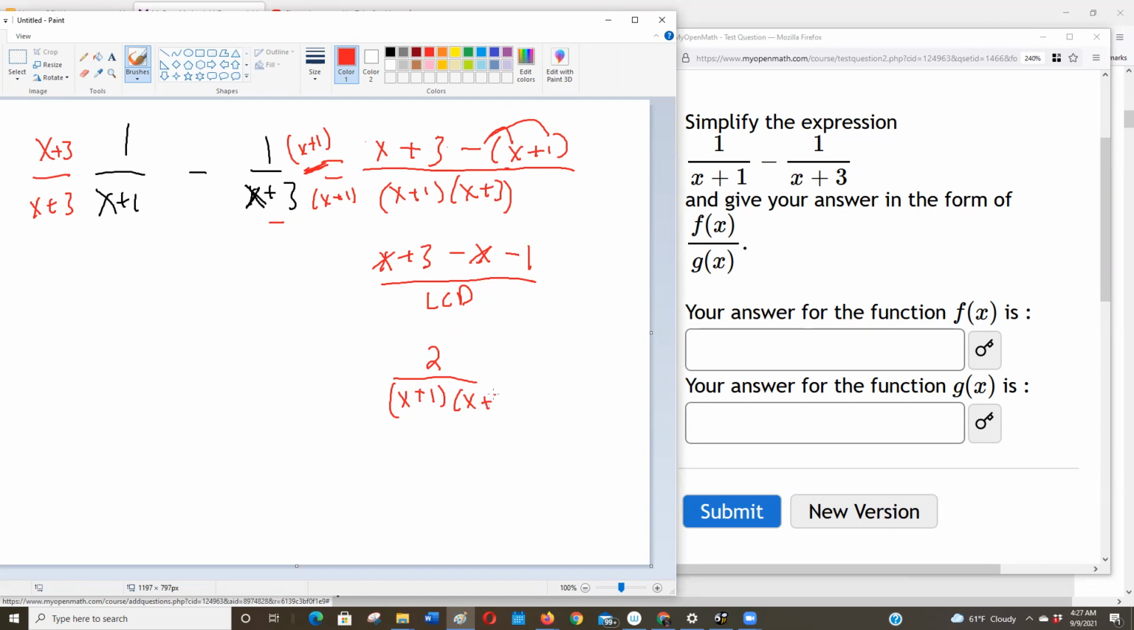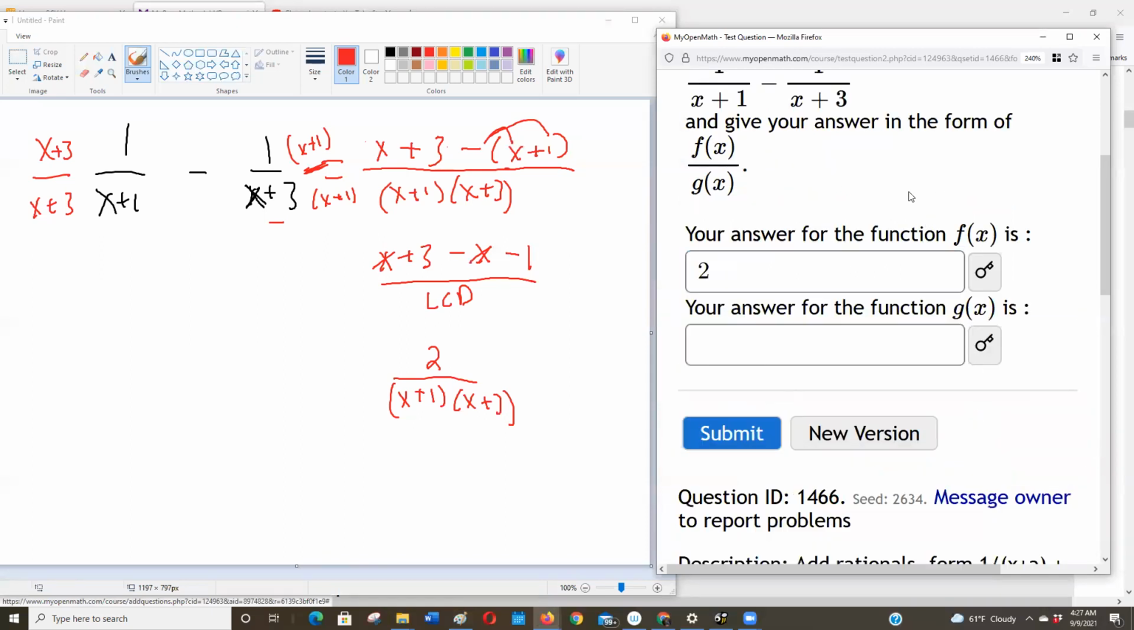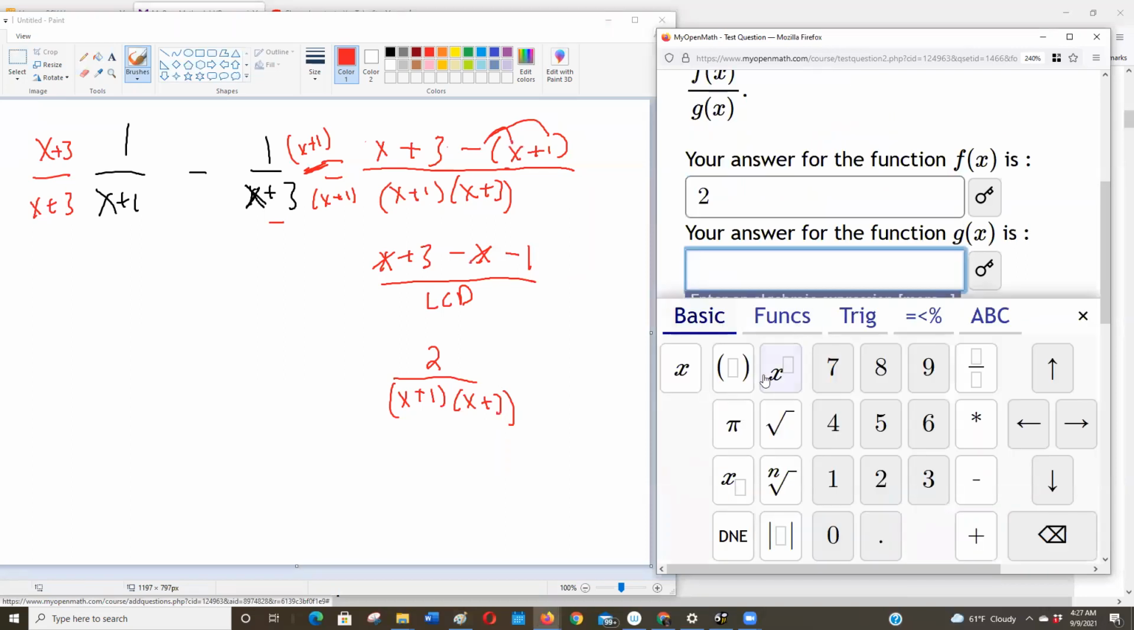Now, my OpenMath asks you to type this in a little bit different form. They don't want you to write a fraction. They ask, what's the top polynomial? And I just see a 2. So I just want to type 2, because that's what my top is. Then my bottom, now I need to do some parentheses: x plus 1 and another parentheses, x plus 3.